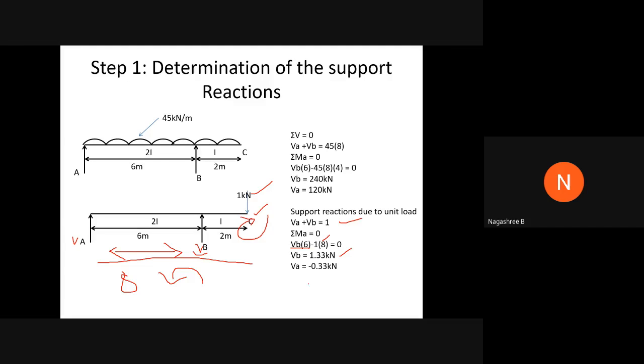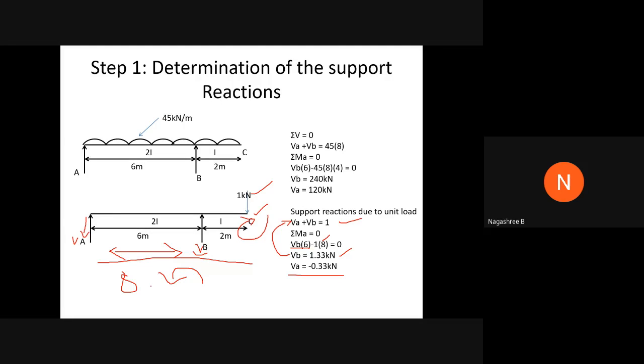After getting 1.33 kilonewton as the value of VB, substitute here, and you will get the negative value of VA, that is 0.33 with a negative convention. Here, the negative sign indicates that VA is in the downward direction.